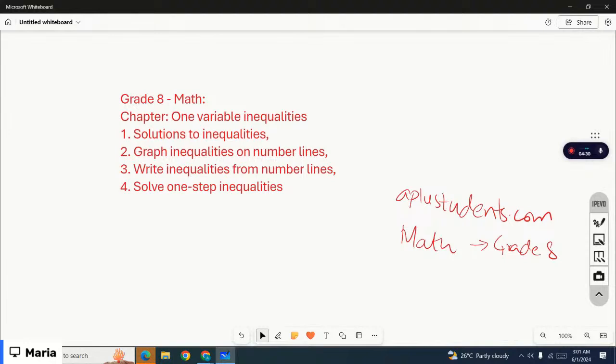We're going to start with the chapter 1 variable, and the lessons we're going to cover today are solutions to inequalities, graph inequalities on number line, write inequalities from number lines, and solve one-step inequalities.